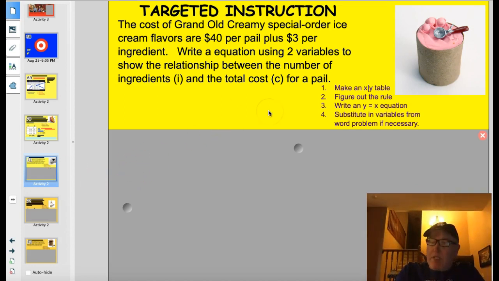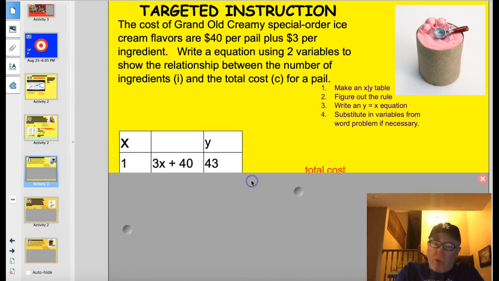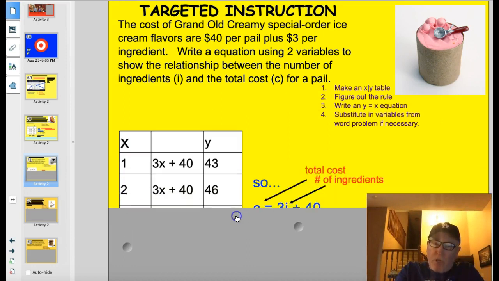Same thing, step by step. Make an XY table. So here's what I did. Here's my XY table. So if I got one ingredient, I'd have to pay $3 times that X plus the $40 to give me $43. If I had two ingredients, I'd have to take $3 times that 2 plus the 40 is 46.